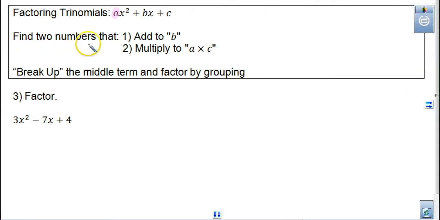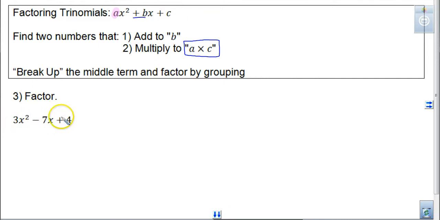Now, we still want to find two numbers. They do still have to add up to the b term, that middle term, but our two numbers must now multiply to a times c. That's the coefficient on x squared multiplied by the constant term at the end.